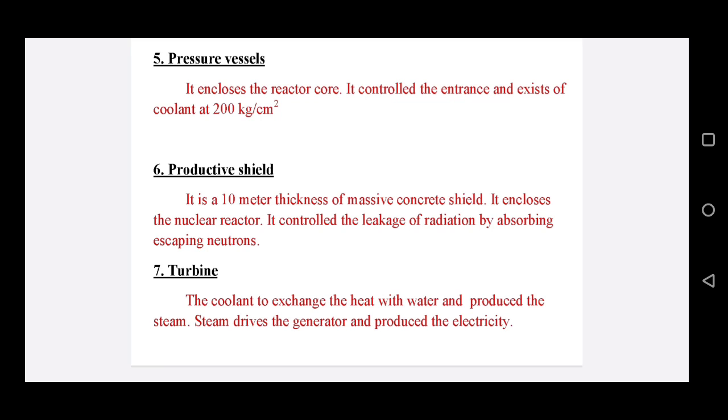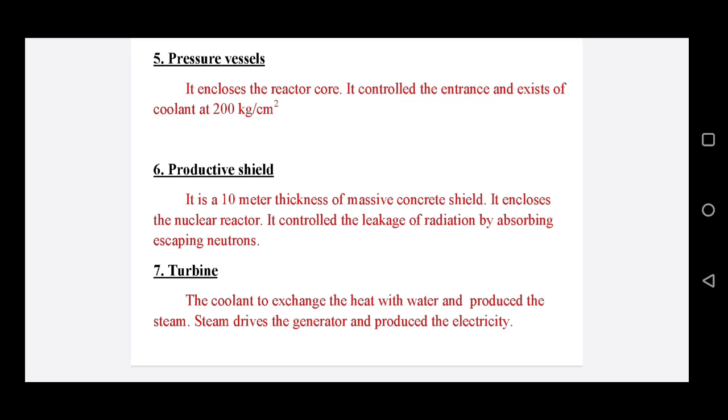Shielding. All the above components of the reactor are shielded by a protective concrete wall of about 1 meter thickness. It controls the leakage of radiation by absorbing neutrons.